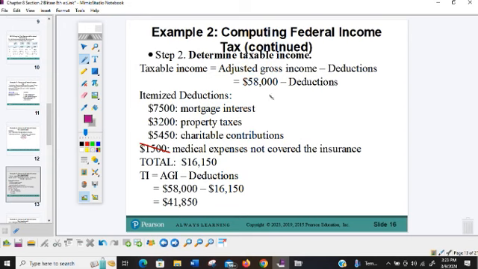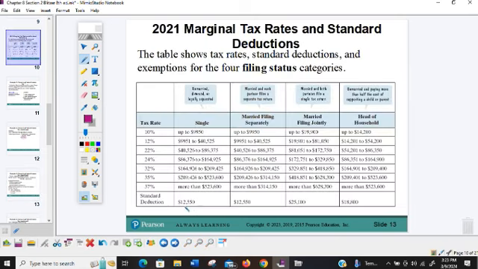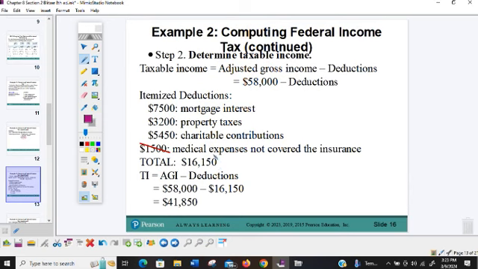Okay, so we're going to take his $58,000 minus the deduction to get taxable income. We can do the mortgage interest, the property taxes, the charitable donations. See, they have this marked out because that wasn't enough money for medical expenses. We couldn't deduct it. Now all of these add up to $16,150. Now remember, the standard deduction for this person was $12,550, so they are better off itemizing. Okay, so we're going to use that $16,150. So you take $58,000 minus $16,150, and our taxable income is going to be $41,850.